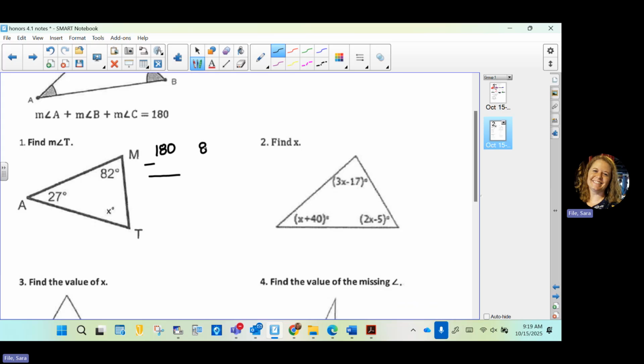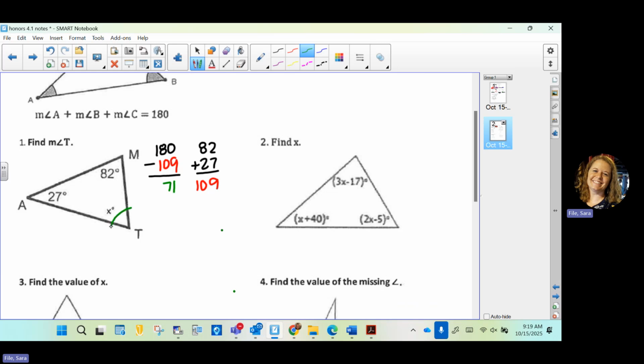So I'm going to add the 82 and the 27 first, and then I'm going to subtract that from 180. And what am I left with? 71, right? Yeah. So that angle must be 71.